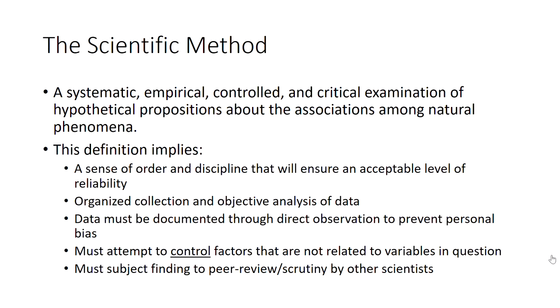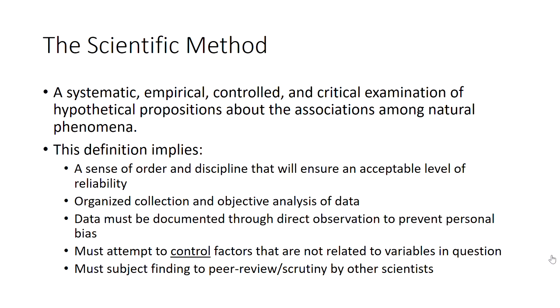So the scientific method, it's a systematic, empirical, controlled, and critical examination of hypothetical propositions about the associations among natural phenomena. Basically, you look at the world, come up with an idea of why it's happening, and figure out if that's true. So this definition implies there's a sense of order and discipline that will ensure an acceptable level of reliability. There's organized collection and objective analysis of data. The data must be documented through direct observation to prevent personal bias.